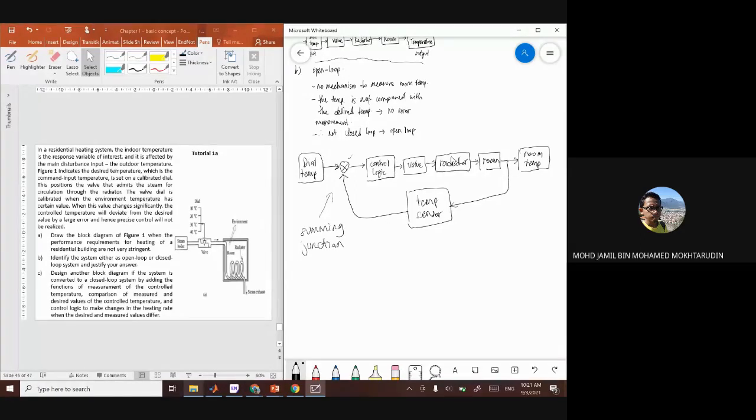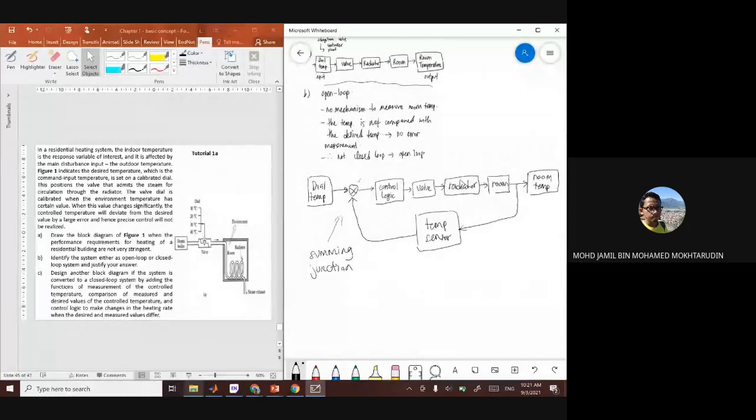Okay, so basically for open loop, you don't have a feedback loop, but for closed loop, you have this feedback loop here. So this arrow going to the temperature sensor and then going to the summing junction here is what we call the feedback loop. Okay, we will learn more about this in lecture 3. But for this kind of question, if closed loop, you must have a feedback loop. For open loop, you don't have any feedback loop, okay?